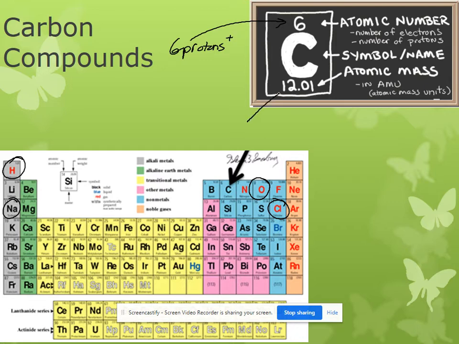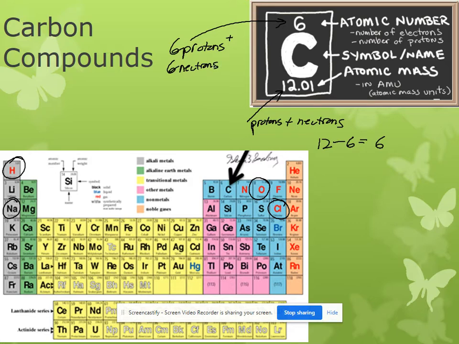Down here is the atomic mass. Remember what the atomic mass is. It's the protons plus the neutrons. Okay, so we have 12. So if we take this atomic mass, which is 12, we subtract out the protons, which you know they're 6, what we'll get is the number of neutrons, which you know is also 6. Okay, so we know in this nucleus there are 6 neutrons. Remember, those are neutral. They have no charge.